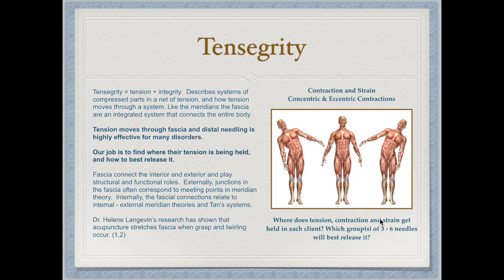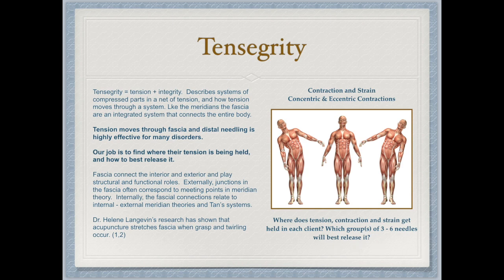Where does tension, contraction, and strain get held in each client? Our clients will tell us that. They'll say, oh, I'm holding my tension in my shoulders. And we find that's GB21, and that's great, and that's where we can begin. But the more we understand the principles of tensegrity and concentric and eccentric contractions, the better we can get at determining what group of 3 to 6 needles will best release it.